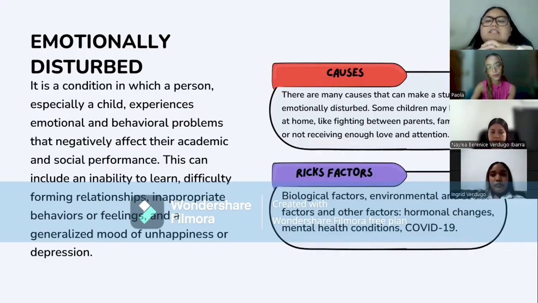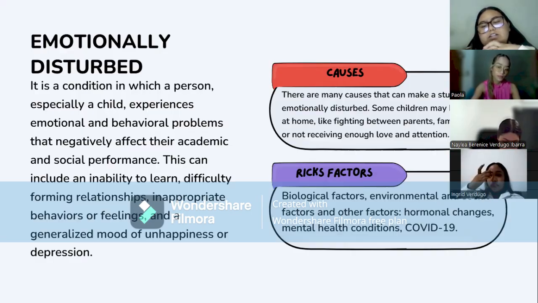Causes. There are many causes that can make a student emotionally disturbed. Some children may have problems at home, like fighting between parents, family separation, or not receiving enough love and attention. The risk factors are biological factors, environmental and social factors, and other factors. For example, hormonal change, mental health condition, and COVID-19.